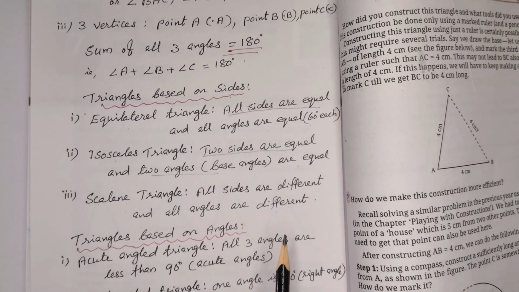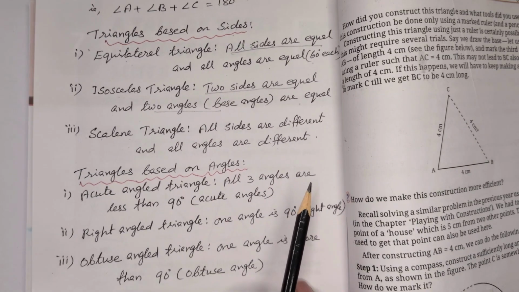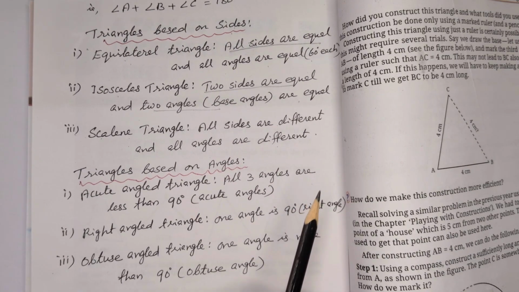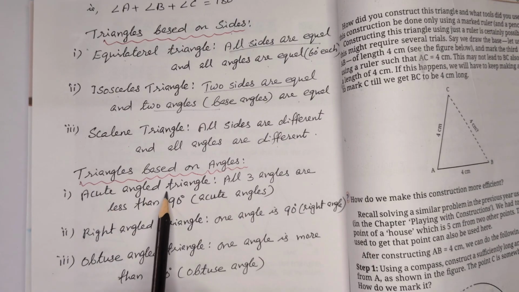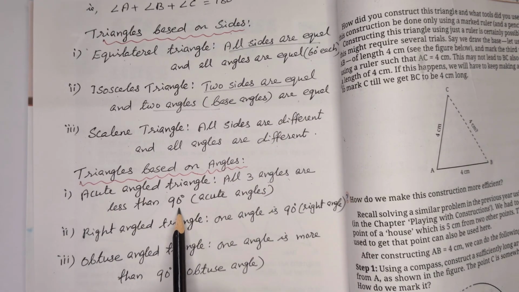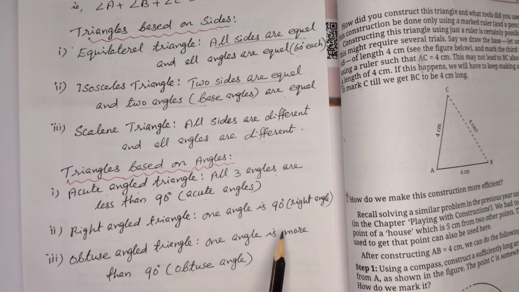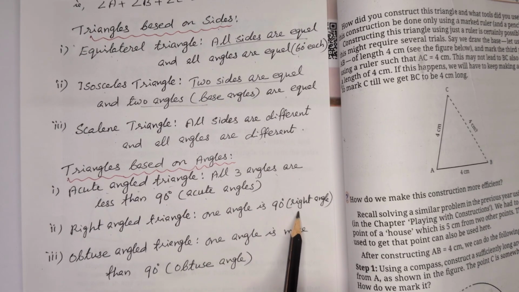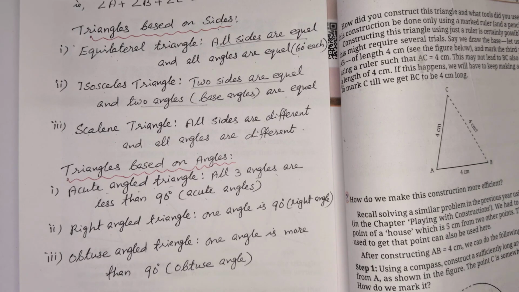In the same way, triangles based on angles. Three types are there. First one, acute angle triangle. If all three angles are less than 90 degrees, that means acute angles, then we can say that triangle is an acute angle triangle. Right angle triangle: one angle is 90 degrees, that means a right angle. Then obtuse angle triangle: one angle is more than 90 degrees, which is called an obtuse angle.